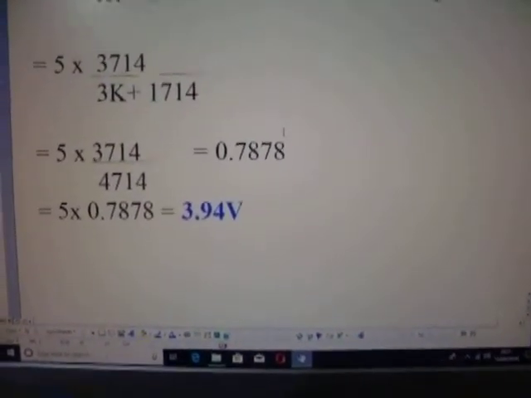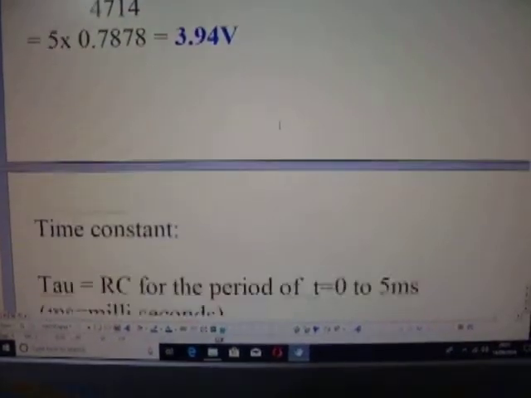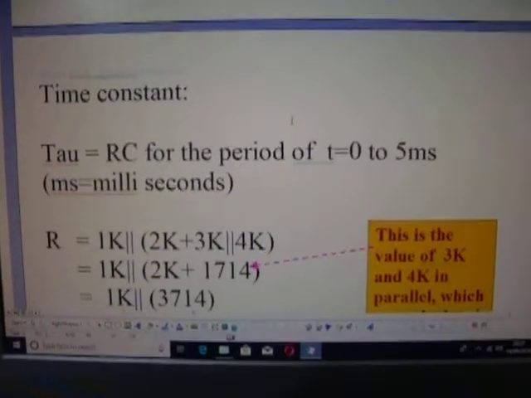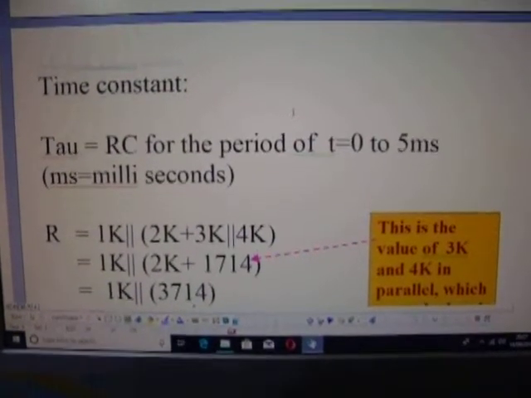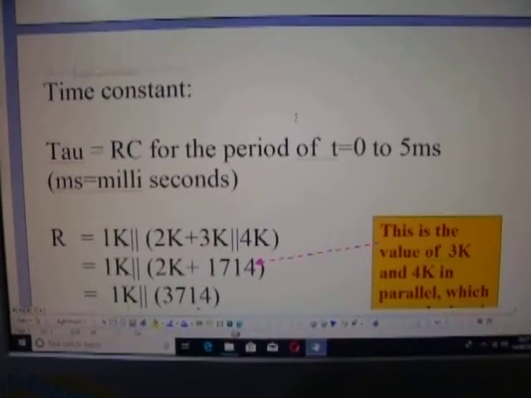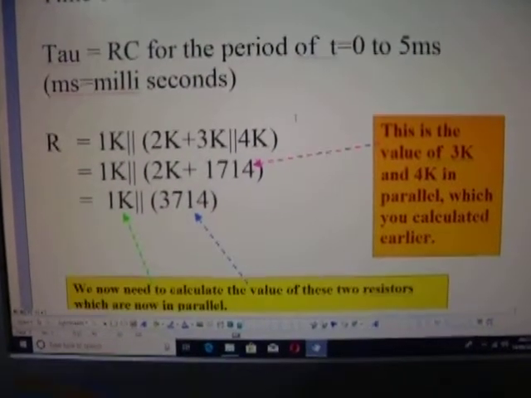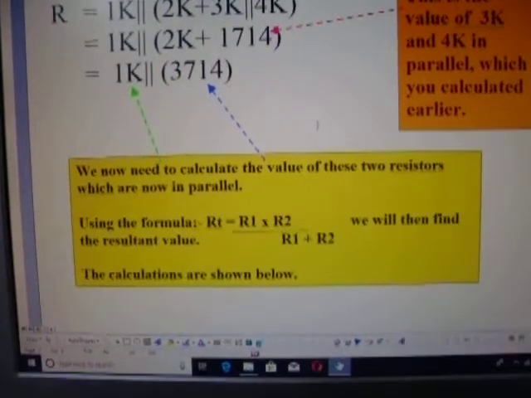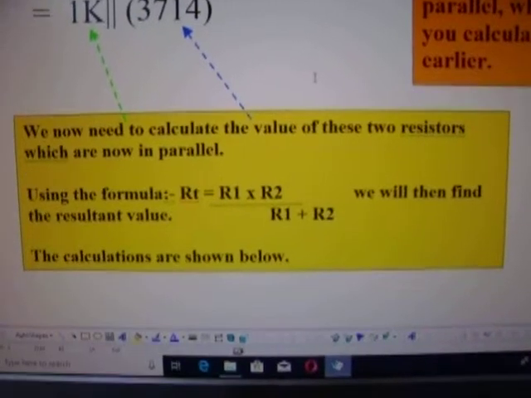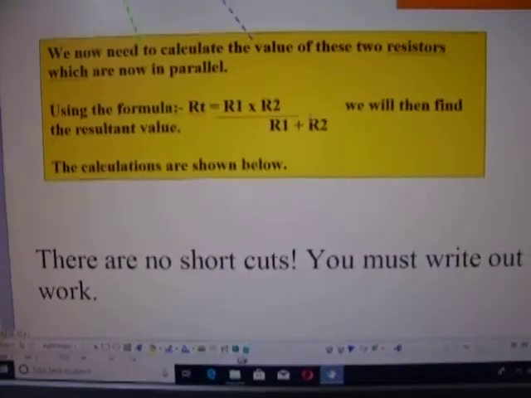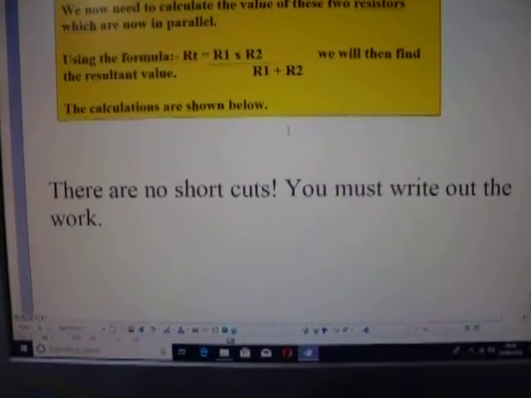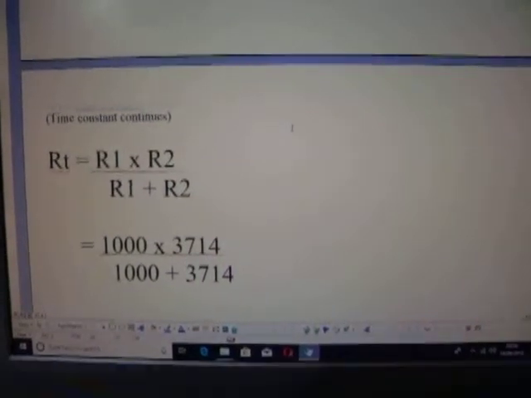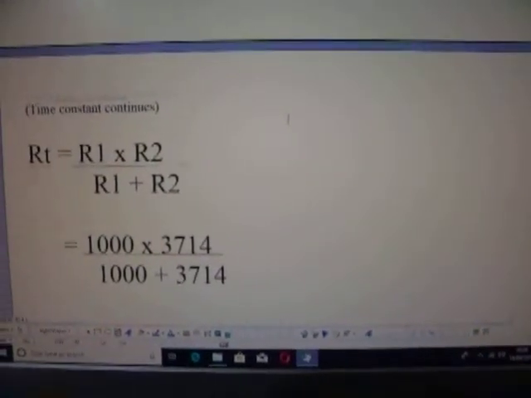And here I've shown you the process again. Here we got 3.94 volts. Now time constant tau. Okay, and here we have the final part coming up now.